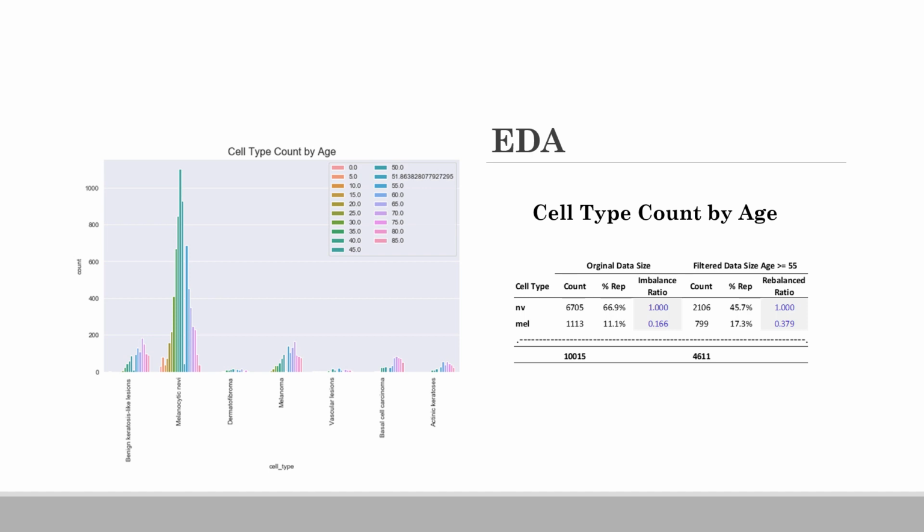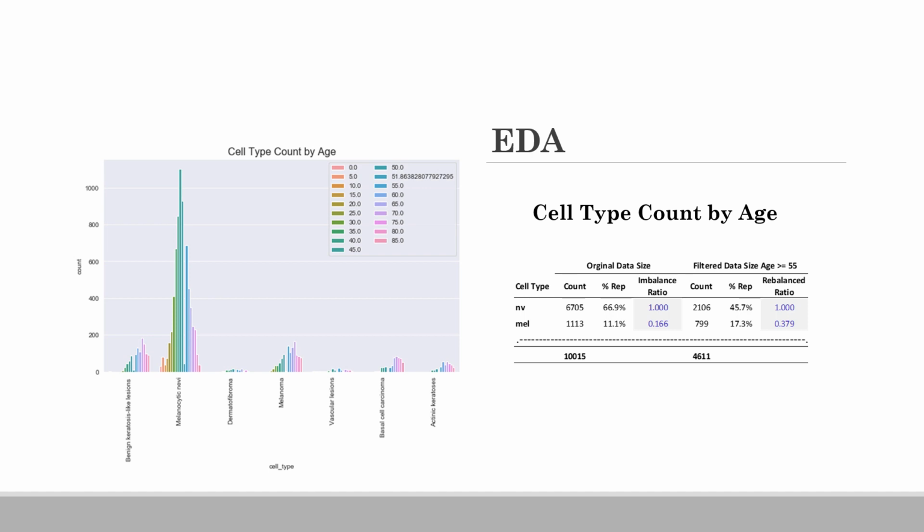This plot shows that most of the melanocytic nevi data populates ages less than 55, whereas most of the age population for basal cell carcinoma, melanoma, actinic keratosis, and benign keratosis-like lesions range greater than or equal to 55. Filtering the data by age may be an opportunity to improve the melanoma score.